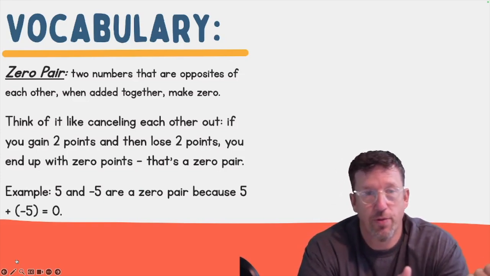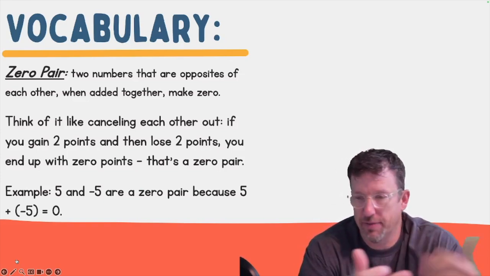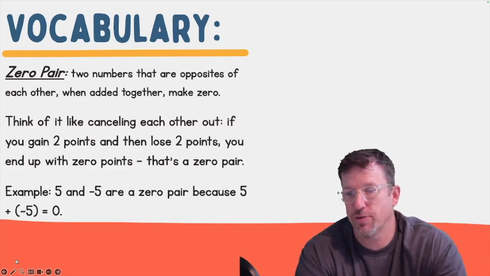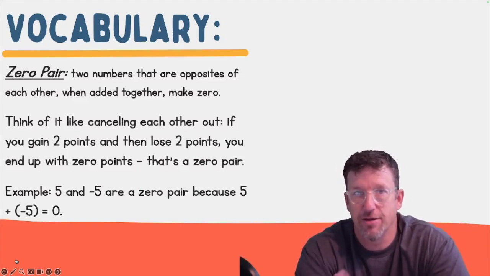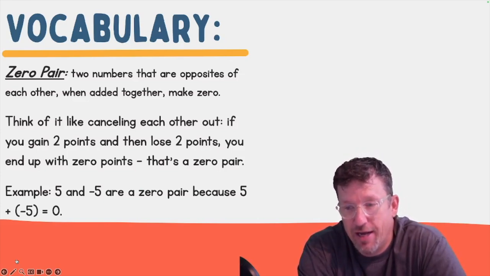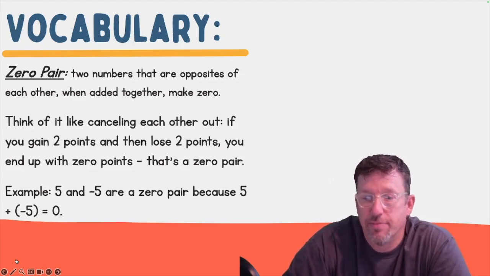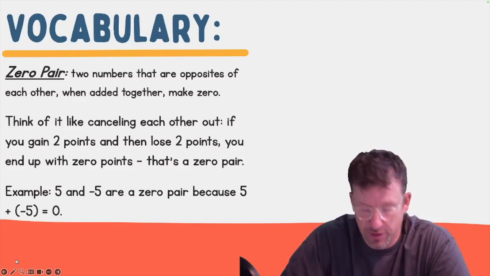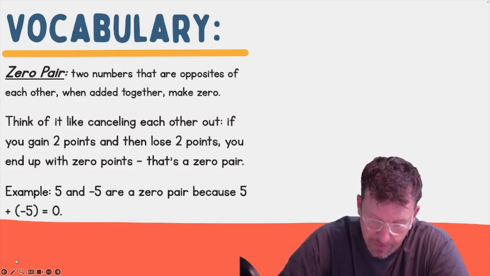So if I gain 2 points in a game, so I'm playing some game with you guys, I gain 2 points and then the next round I lose 2 points, I'm back to 0. Those two numbers zeroed out. So for example, a 5 and a -5 are a zero pair because 5 plus -5 equals 0. Okay, that'll make more sense here in a little bit.